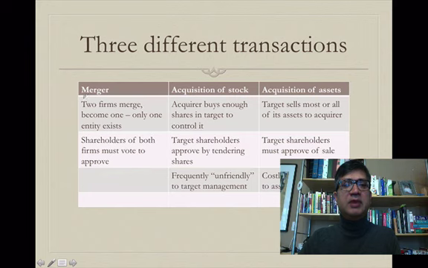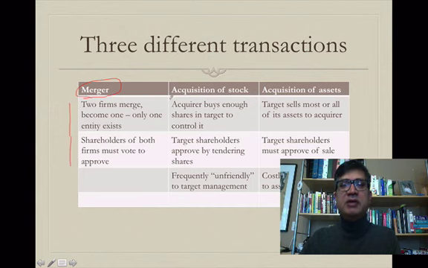The first type of transaction is the traditional merger. Under the traditional merger, two companies merge and become one. After the merger is completed, only one entity continues to exist. With a merger, the shareholders of both companies must vote to approve of the merger.